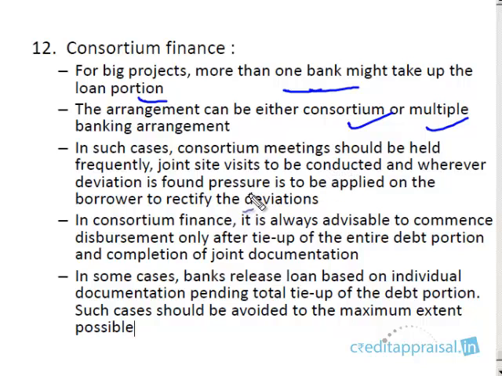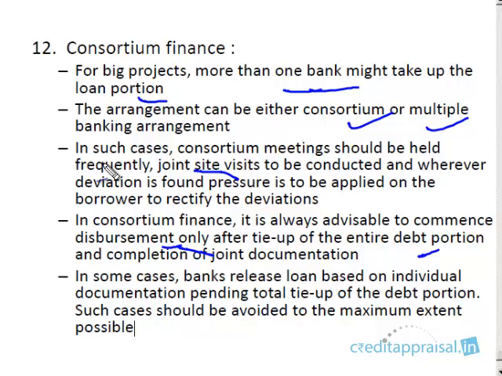But when more than one bank sanctions the unit, it's a very powerful scenario for the bankers. So you can bring pressure on the borrower. Conduct joint unit visits. If any deviation is observed, then apply pressure on the borrower. You should use that influence as a group to pressurize the borrower to fall in line. And in consortium finance, please always remember that it's advisable to commence disbursement only after the entire debt portion is tied up.